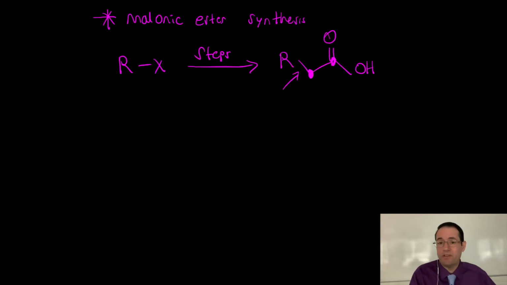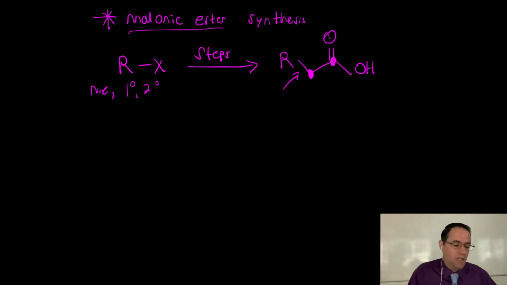There are some very interesting functional groups. You're adding two carbons. The very last carbon is going to be a carboxylic acid, and you're doing that from an alkyl halide. The alkyl halide must be methyl, primary, or secondary. It cannot be tertiary.